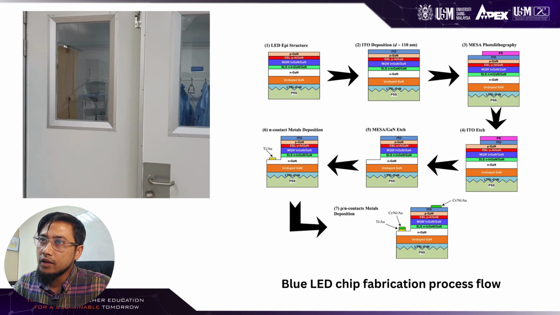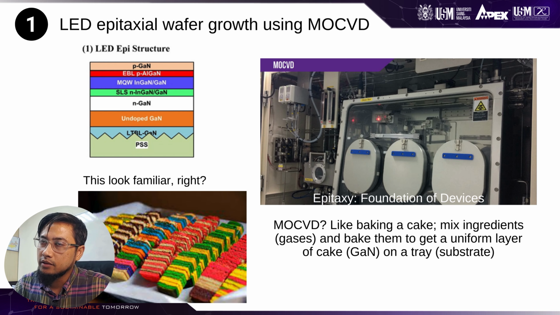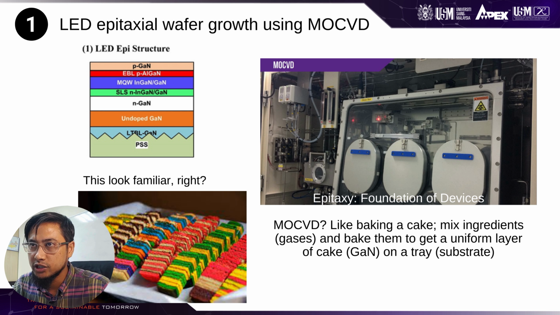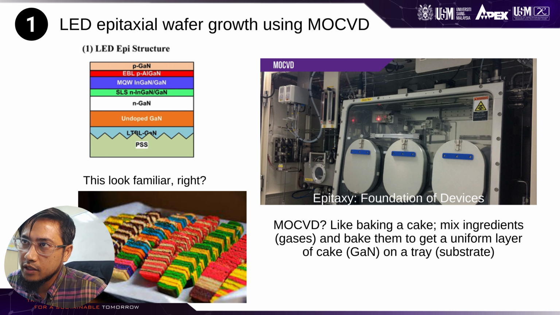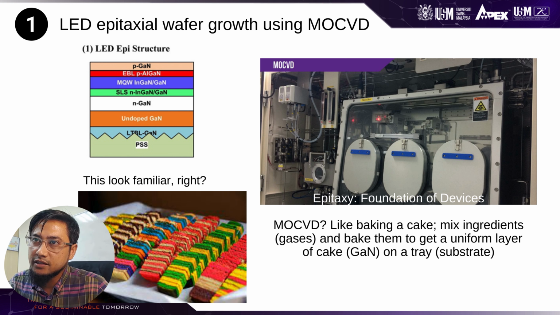Okay, let's go through the process one by one. The first process is LED epitaxial wafer growth using an equipment called metal organic chemical vapor deposition, or in short MOCVD. The schematic on the top shows the LED epitaxy structure with many layers with different colors, and at the bottom we have kek lapis from Sarawak. And both look very similar. They have layers and different colors.